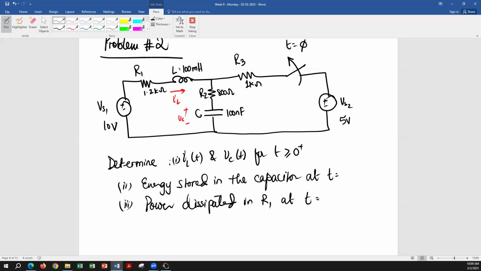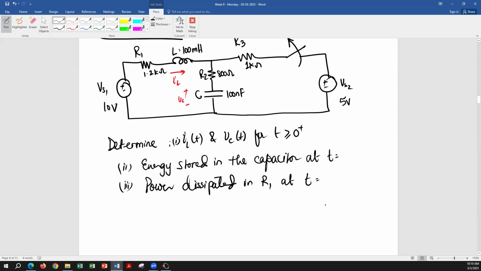I squared times R1, and we're going to use I, the current IL(t), because it's the same current that will be passing through R1. Very good. So again, have your mind very clear as to how you're going to find it, instead of being doubtful. If you have IL and VC, how are you going to find the other two? Those two are related directly to the expressions for IL and VC. The second and third parts are directly related to those two expressions. So basically our job is to find the IL expression and the VC expression, and then the second and third parts will be very easy.